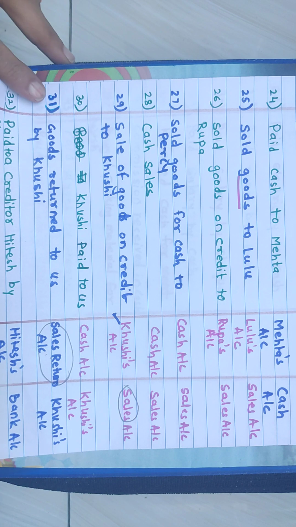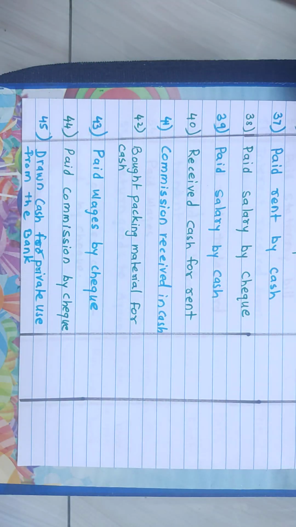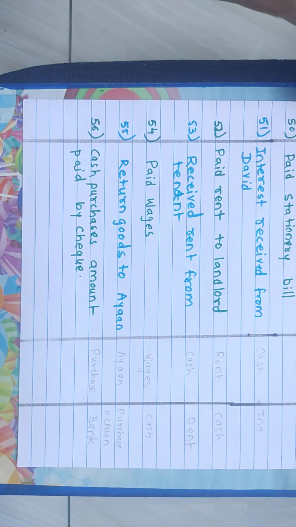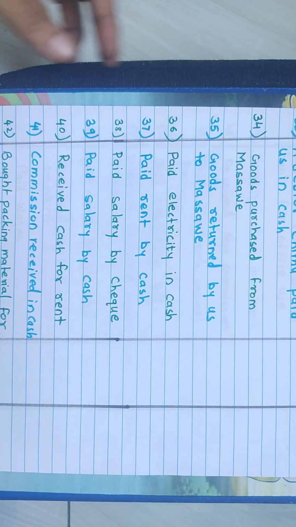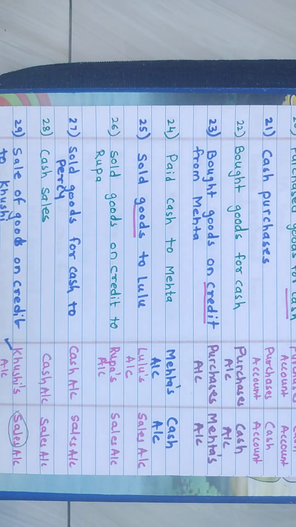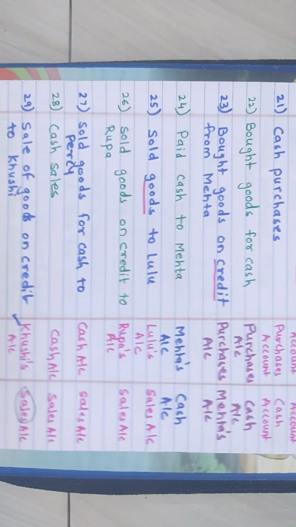See students, to avoid the length of the video, I am making another video. There are some more transactions. See student, you can see still 2 pages are there, and go through that video also, because there are some more transactions which are very important. Account to be debited, credited for nominal account.